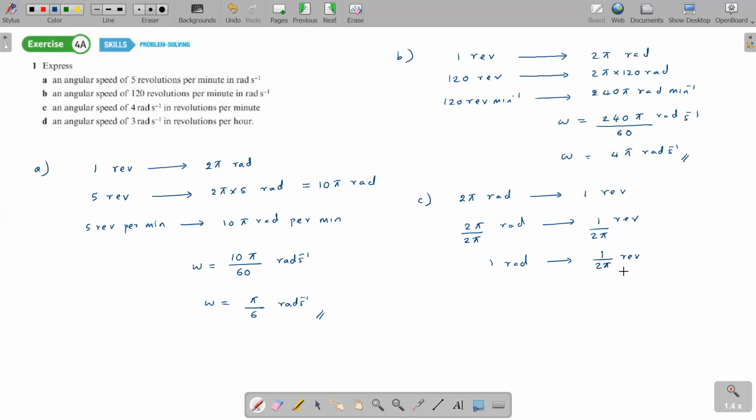You guys might be doing this in a slightly different way. That's perfectly fine. I'm just doing as I go. So one radian is 1 over 2 pi revolution. Then we have 4 radians, so you multiply this 1 radian by 4.